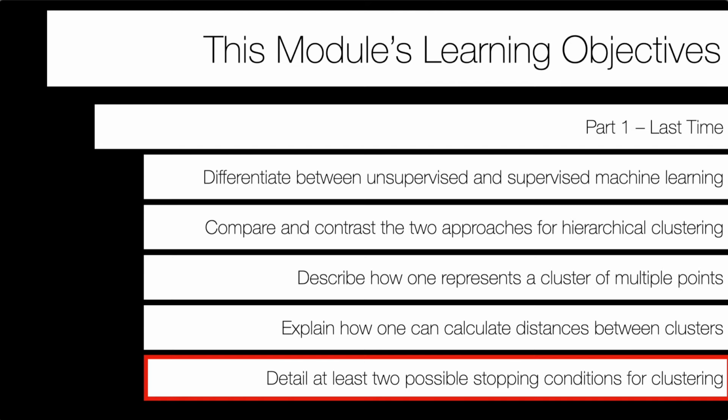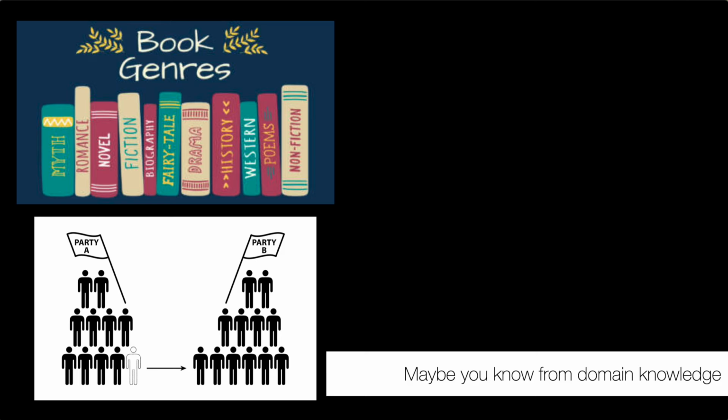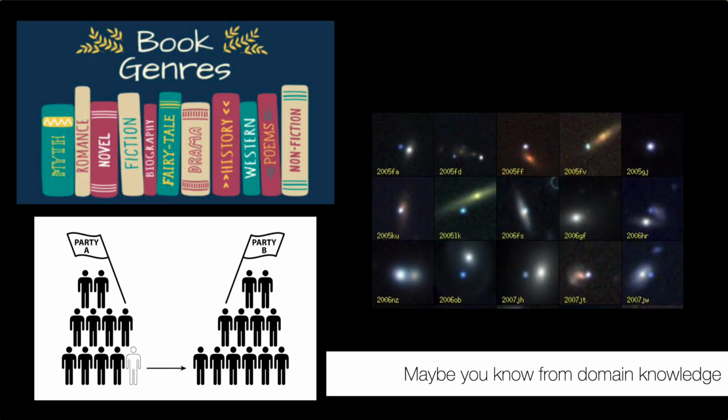The last thing we talked about are stopping conditions for clustering. In the hierarchical case, we want to understand, when do we stop joining or splitting our clusters? Maybe we know that from domain knowledge because we're looking at a particular case where we've pre-specified the number of genres of books, or the number of political parties, or the number of different kinds of galaxies that may exist, and we can impose that structure on our data by saying we know there are this many clusters available. Or maybe you do this many clusters plus 1 to handle outliers.